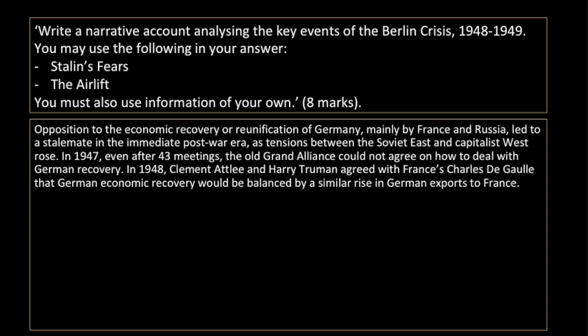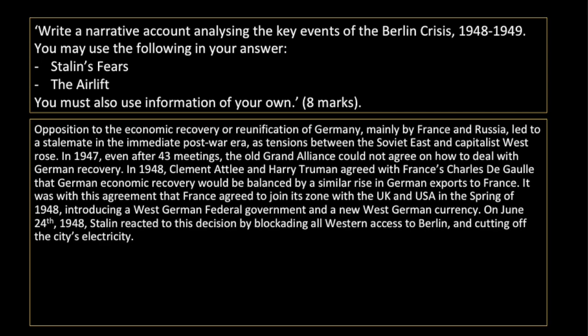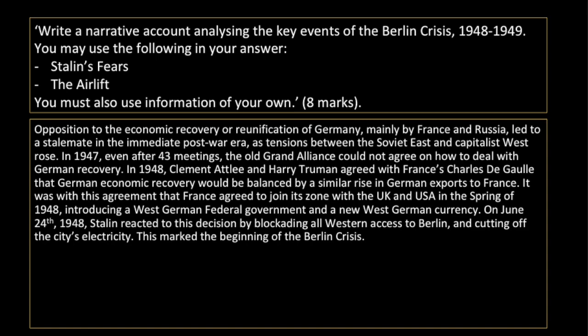In 1948, Clement Attlee and Harry Truman agreed with France's Charles de Gaulle that German economic recovery would be balanced by a similar rise in German exports to France. It was with this agreement that France agreed to join its zone with the UK and USA in the spring of 1948, introducing a West German federal government and new West German currency. On June 24, 1948, Stalin reacted to this decision by blockading all Western access to Berlin and cutting off the city's electricity. This marked the beginning of the Berlin crisis.